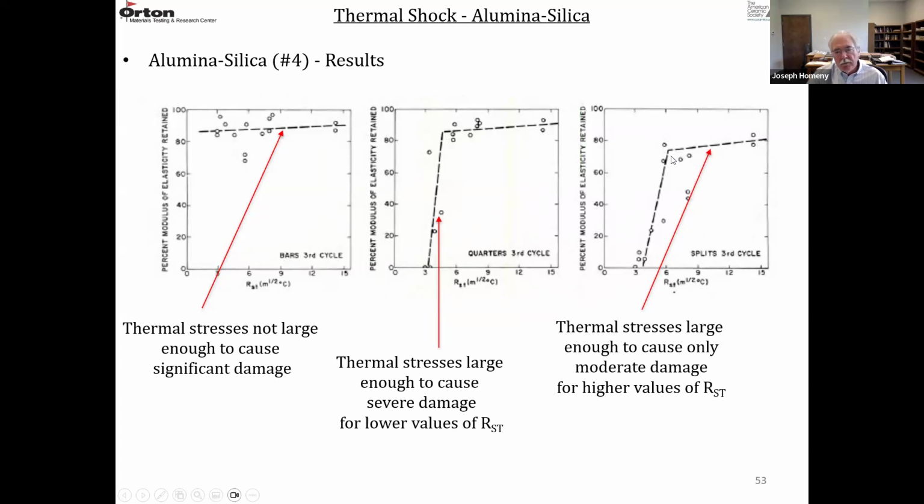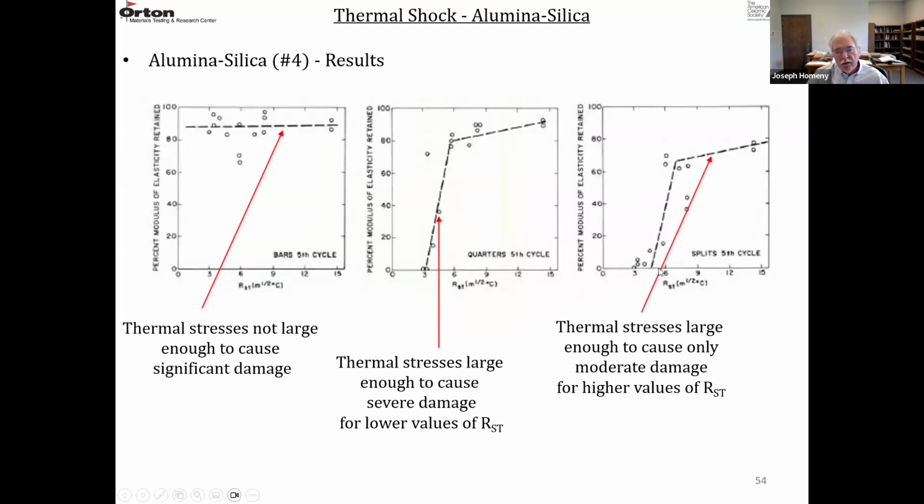The damage is getting a little more severe after 3 cycles. And then after 5 cycles, you can see the curves are dropping down a little bit. So the smaller bar, again, the stresses weren't large enough to cause significant damage. As the bars got bigger, there was damage for the low values of RST.